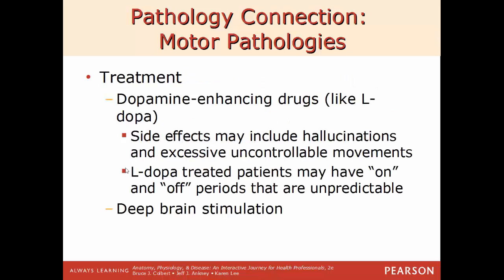Treatments for Parkinson's: dopamine enhancing drugs like L-DOPA, for example. But side effects could include hallucinations, excessive uncontrollable movements. And patients that are treated with L-DOPA tend to have periods where they're on and off, but those periods are going to be unpredictable. So it may be working fine for a while, but then stop working for a while. And there's no way to control it, no way to predict that. Another method of treatment for Parkinson's is a deep brain stimulation.